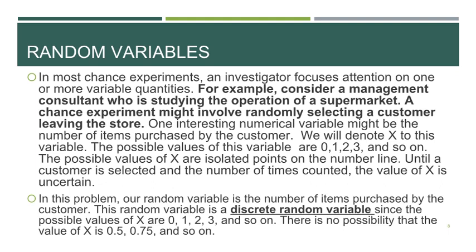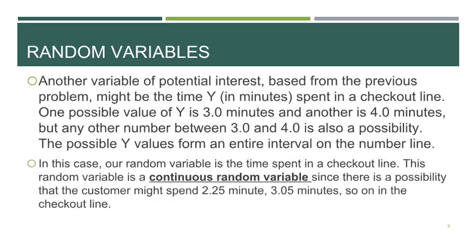0.75, and so on. Another variable of potential interest, based from the previous problem, might be the time y, in minutes, spent in a checkout line. One possible value of y is 3.0 minutes and another is 4.0 minutes, but any other number between 3.0 and 4.0 is also a possibility. The possible y values form an entire interval on the number line.